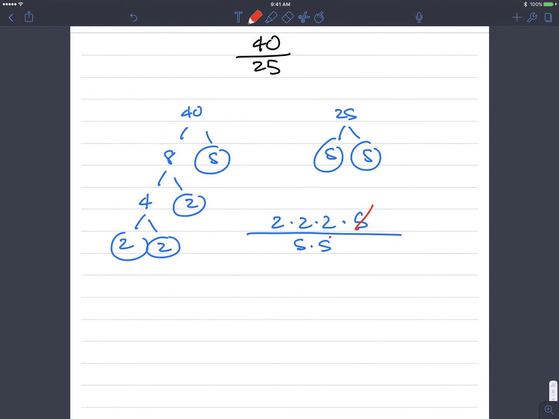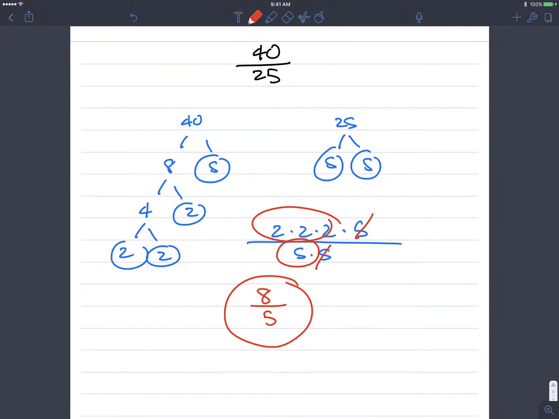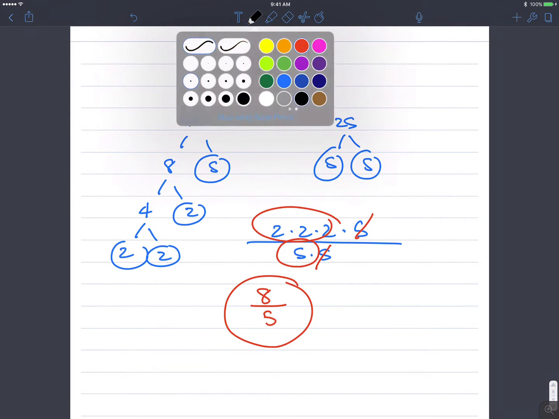Cancel your 5s. Looks like that's all we can do. And again, it looks like we get 8/5. Don't have to write this as a mixed number. We just have to simplify or reduce to lowest terms.